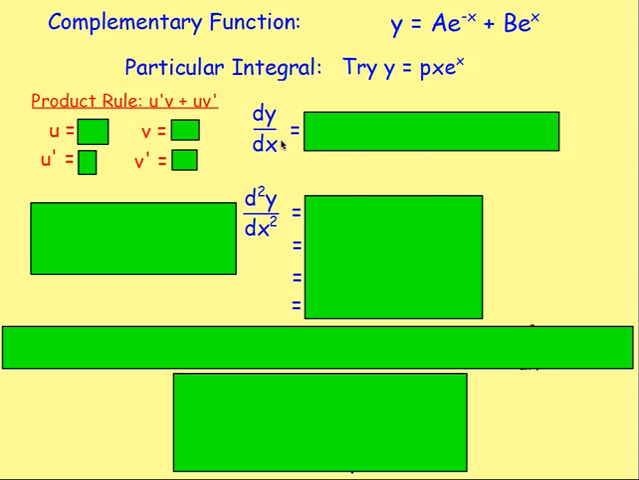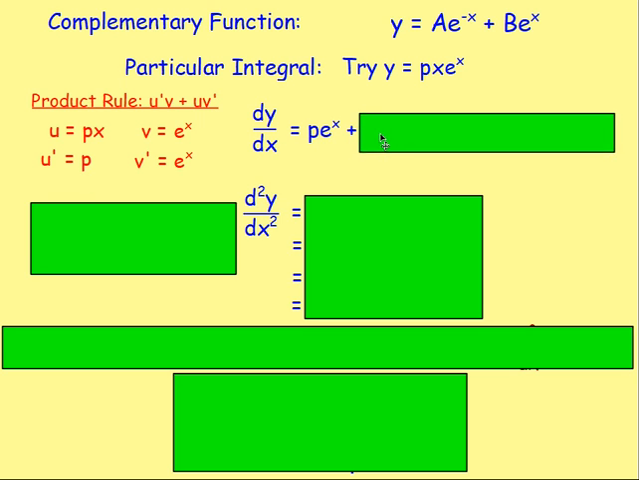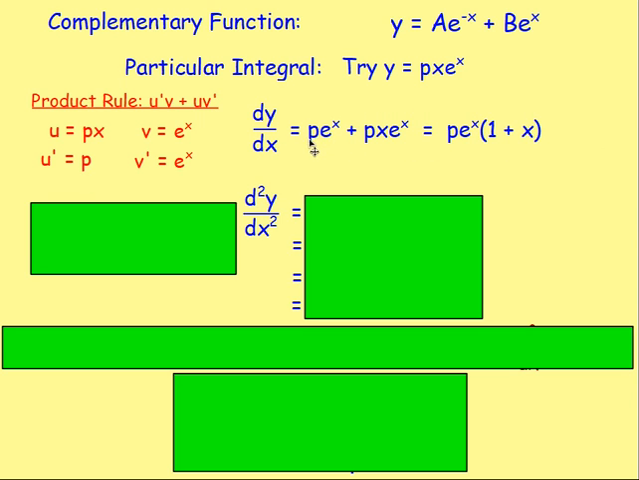Let's have u and v. So u, let's let that equal px, and v, let's say that's e to the power of x. Well, e to the power of x, dead easy, stays as e to the power of x. px, dead easy as well, it just goes to p, which means then dy by dx would equal u dash v plus uv dash. So you get p e to the power of x plus px e to the power of x, and I suppose you could take out a common factor there of p e to the power of x, giving you p e to the power of x bracket 1 plus x.